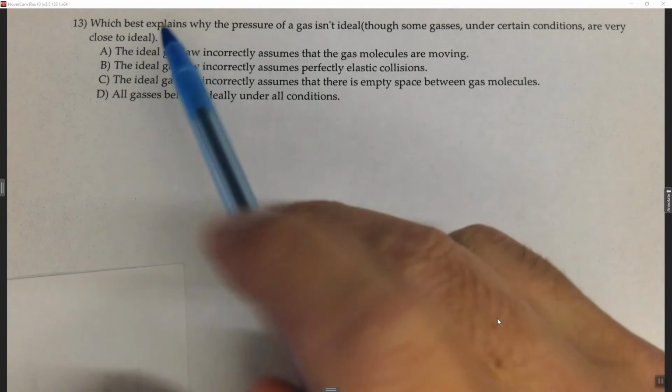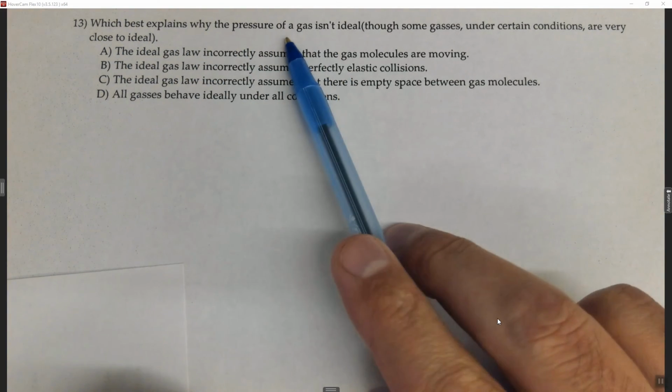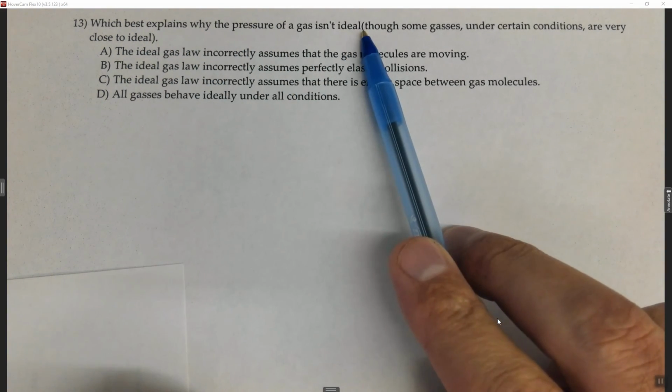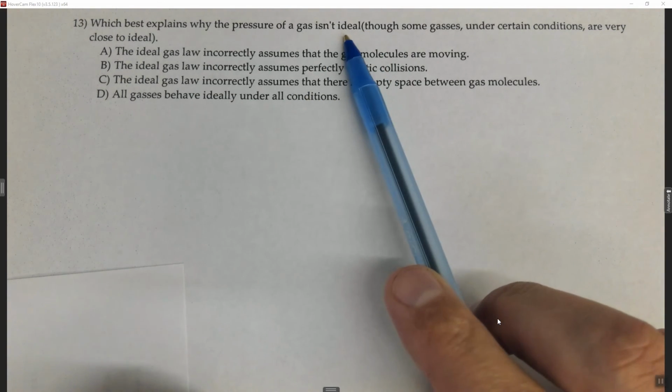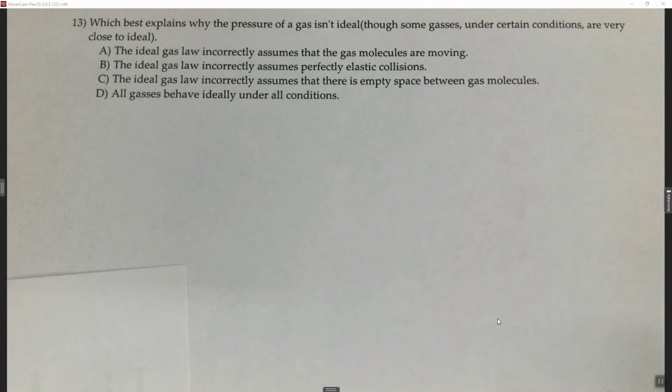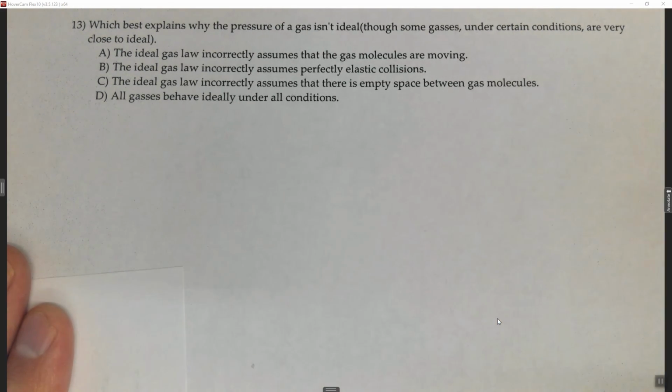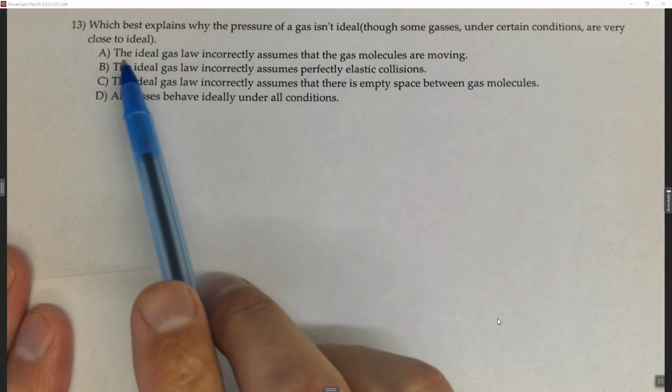Number 13 says, which best explains why the pressure of a gas isn't ideal? So, gases are not perfectly ideal. Some are very close, okay? If gases are at very high temperatures, they tend to be pretty ideal as long as they're not under extreme pressures. They also tend to be pretty ideal if they're very small. So helium is one of the more ideal gases, but they're not perfectly ideal, okay? So they can be very close to ideal though. So let's look at the answers.